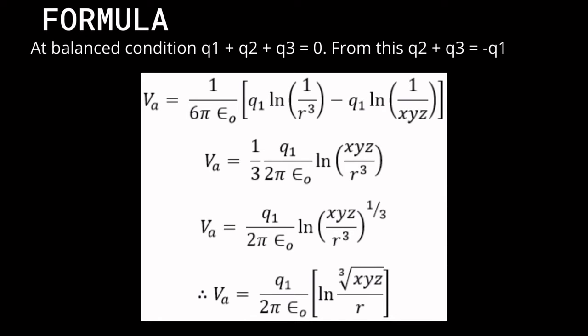At a balanced condition, which is Q1 plus Q2 plus Q3 equal to 0, from this equation Q2 plus Q3 equals minus Q1, and the value of VA equals Q1 divided by 2 pi epsilon naught times ln cube root of xyz over r.